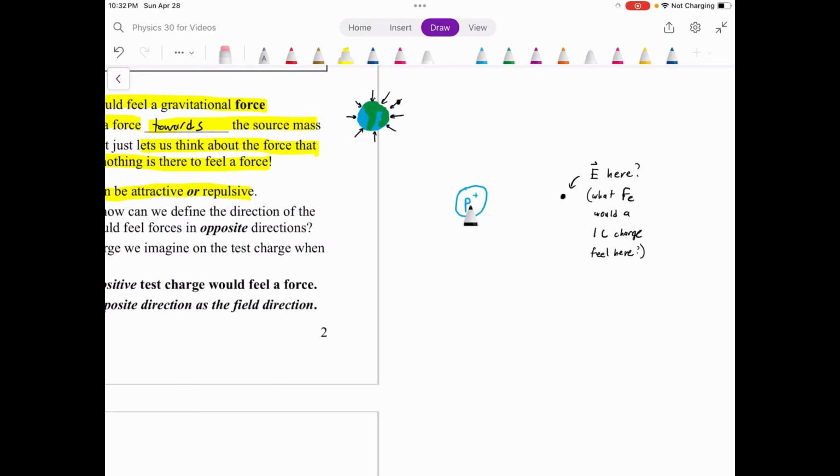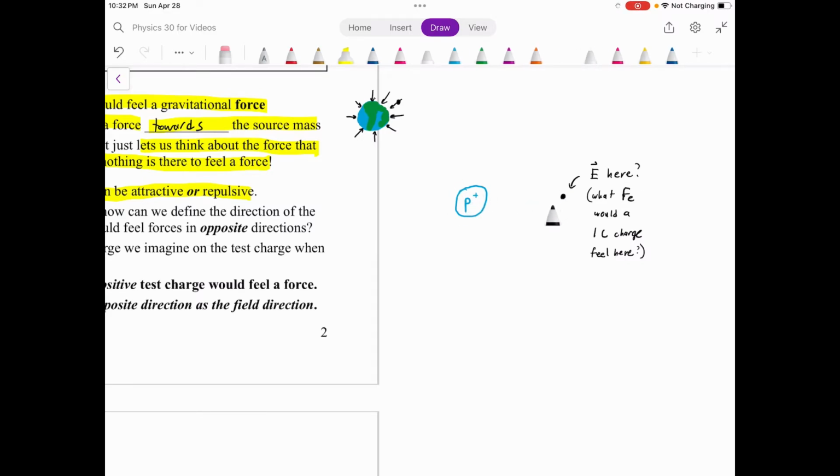If I have, let's say, a proton that's generating an electric field, and we want to know what is the electric field generated by this proton like here, right? Well, we know that the electric field is essentially saying what force would a 1 coulomb charge feel if placed here. But force is a vector. And so the problem becomes, well, if I put a 1 coulomb positive charge there, it will feel a force to the right because it will be repelled by this positive, right?